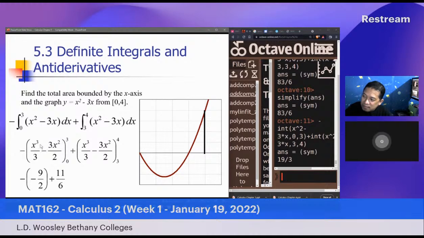Nagkamali po ako sa sign, sir. Dito po sa negative 9/2, hindi ko po siya nalagyan ng negative. Oo. So, hindi po siya naging positive. Nandun pa rin sa ano. 19/3 na. Tapos, sir. Yun yung nandun din sa ano. So, doon lang sa sign. Opo, sa sign lang. Okay. So, crucial yung sign, no?